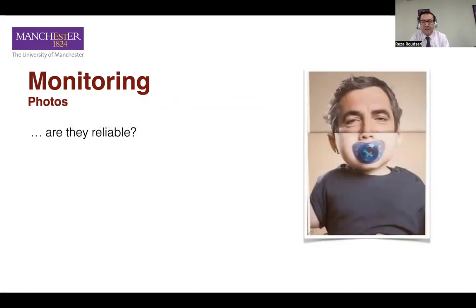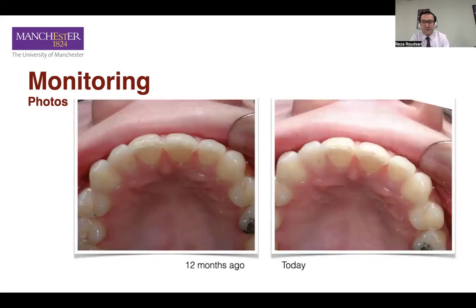Photos, are they reliable? Now, to be honest, let's just have a look at this example. I've got a patient which I saw 12 months before and took some photos, and then I saw the patient again today. And you can see today's and last year's photos. And I want you to take a moment to think about if you think the wear on the palatal surfaces of the upper central and lateral incisor has increased or not.